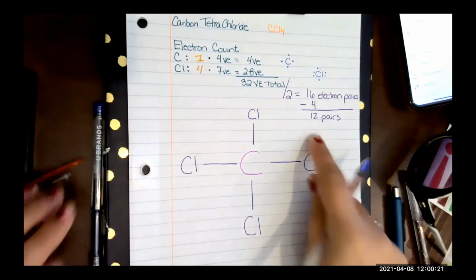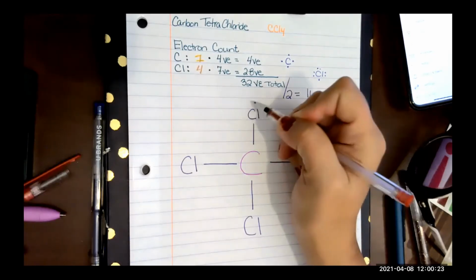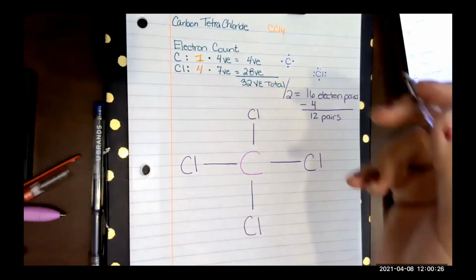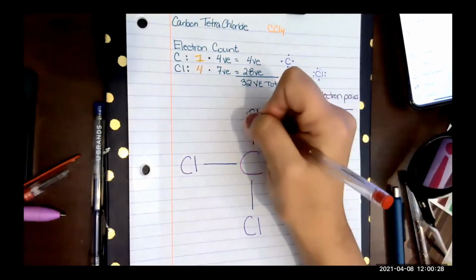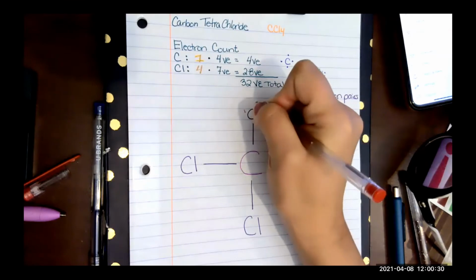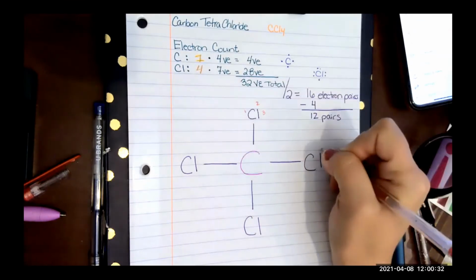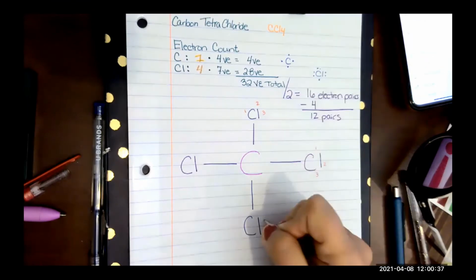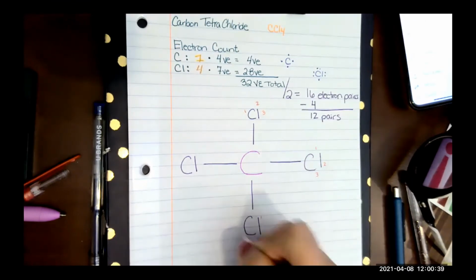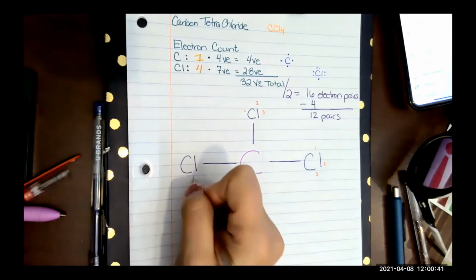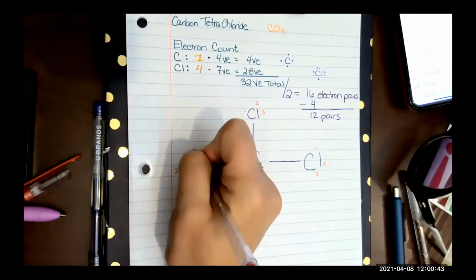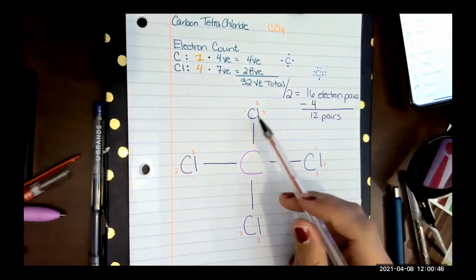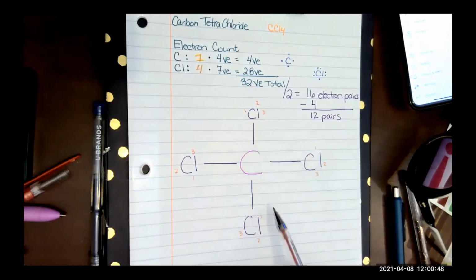We have 12 pairs, and remember, each one of these chlorines needs 8. That means 2 pairs set aside. So this has 1, 2, 3. This needs 1, 2, 3, and this needs 1, 2, 3, and this needs 1, 2, 3. Okay, so now I can count. 1, 2, 3, 4, 5, 6, 7, 8, 9, 10, 11, 12. I need 12 pairs. I have 12 pairs.